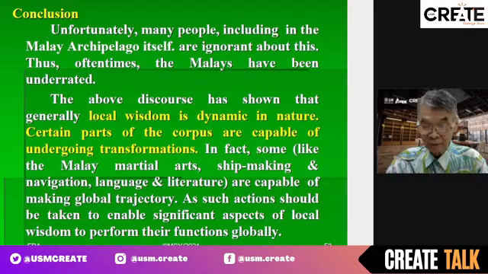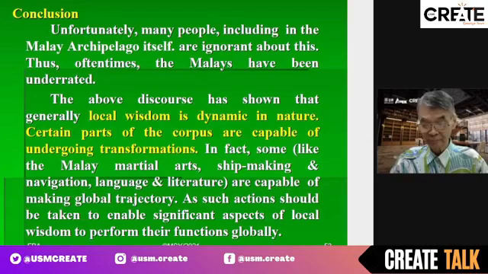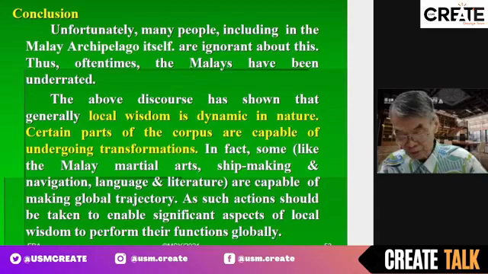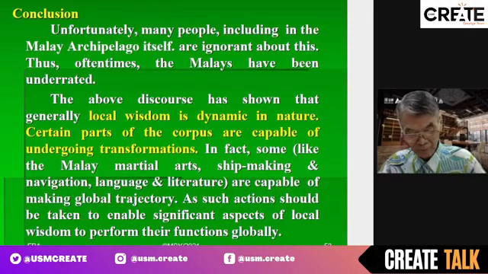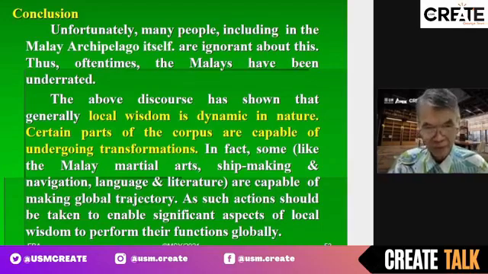The above discourse has also shown that generally local wisdom is dynamic in nature. Certain parts of the corpus, like the martial arts, shipmaking and navigation, language and literature, are capable of making global trajectory. As such, actions should be taken to enable significant aspects of local wisdom to perform their functions globally.